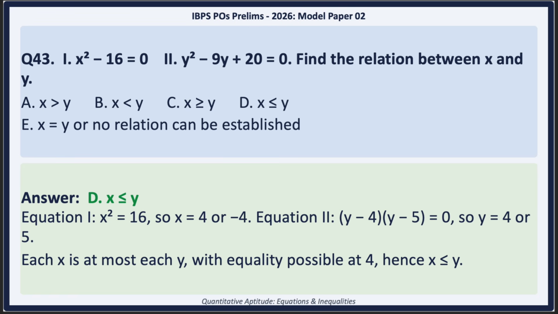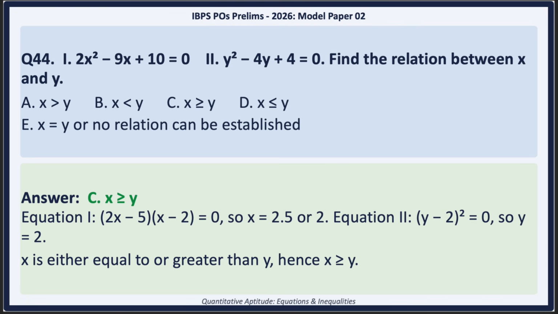Correct. But look at the other possibilities. If they aren't both 4, x is sitting way down at -4 while y is up at 5. So x is either significantly lighter than y or exactly equal to it. It can never be heavier. That makes the answer x is less than or equal to y. Spot on. Question 44 has x roots of 2.5 and 2, and y just has a root of 2. By the same logic, x is greater than or equal to y.